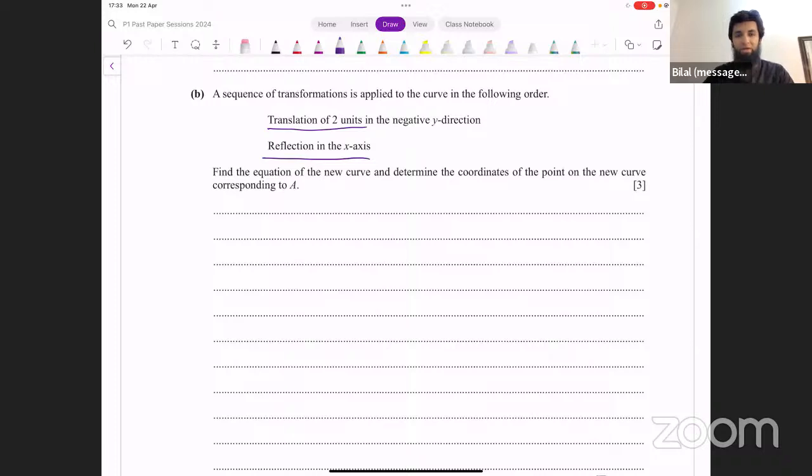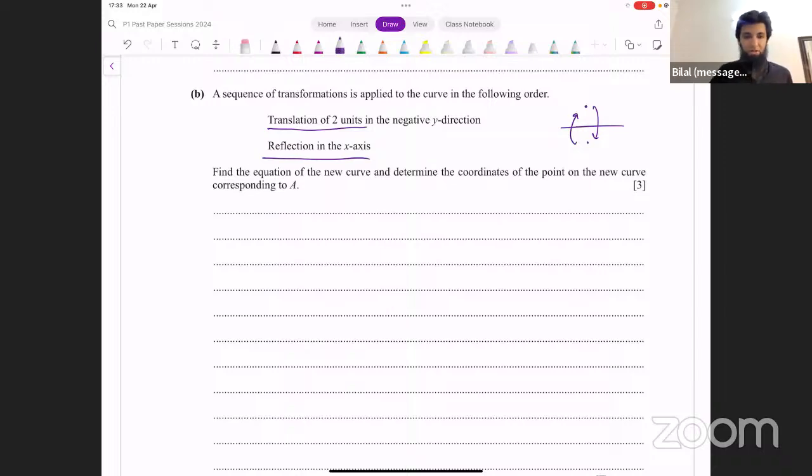If the line of reflection is x-axis, is that a vertical transformation or horizontal transformation? That's also a vertical transformation, because x-axis being the line of reflection means if there was a point above the x-axis, that goes below the x-axis. If there was a point below the x-axis, that goes above the x-axis. So it's a vertical reflection. So you've got 2 vertical transformations. First of all, there's a translation of 2 units down, and then there is a reflection in the x-axis. Now, how do we think about this?